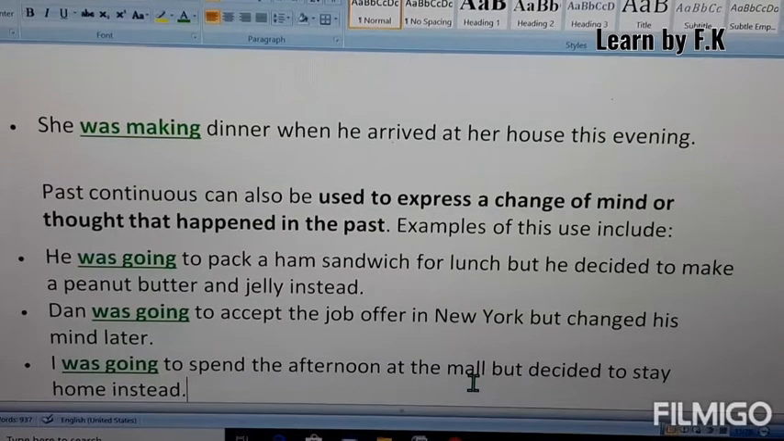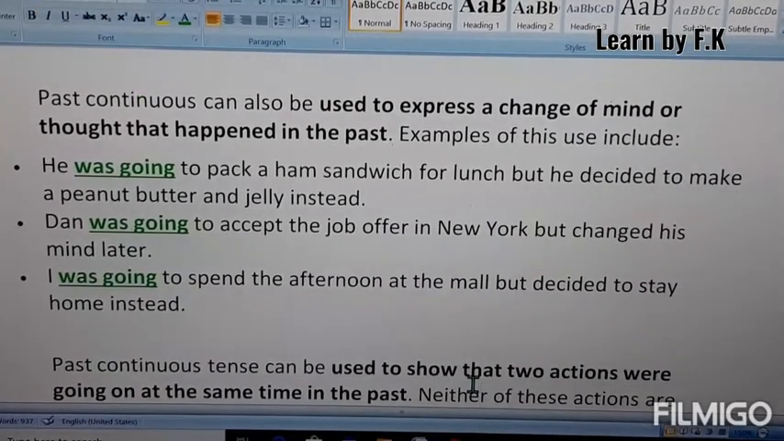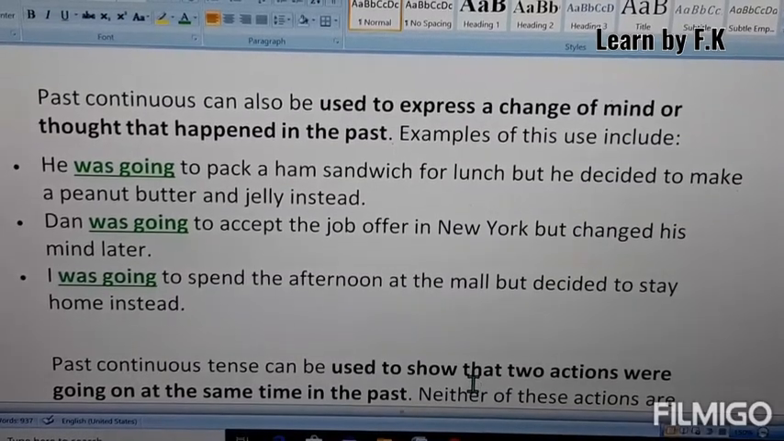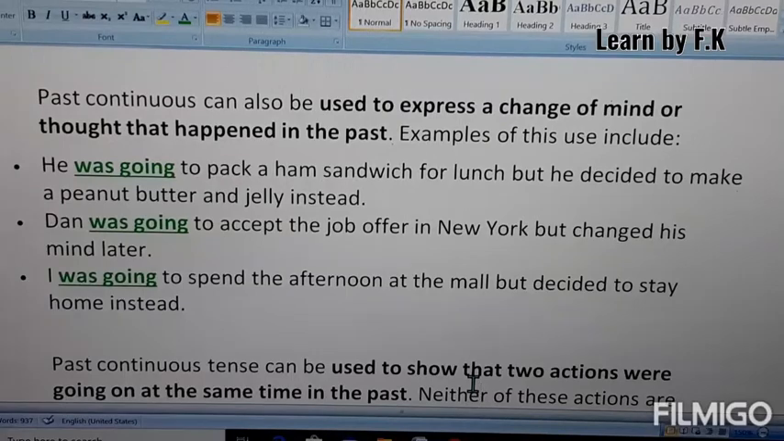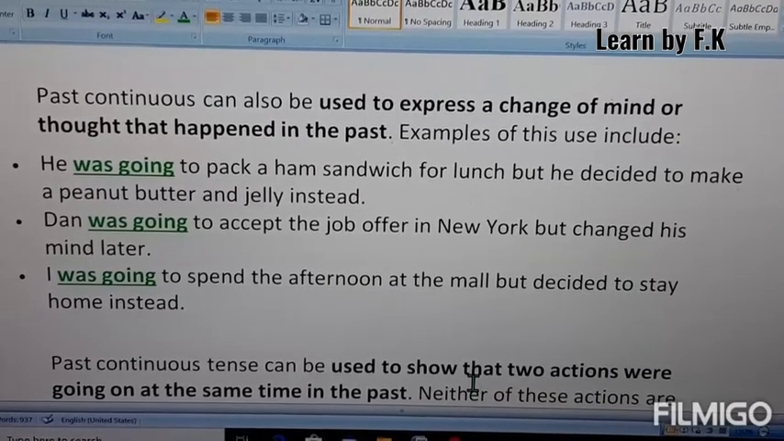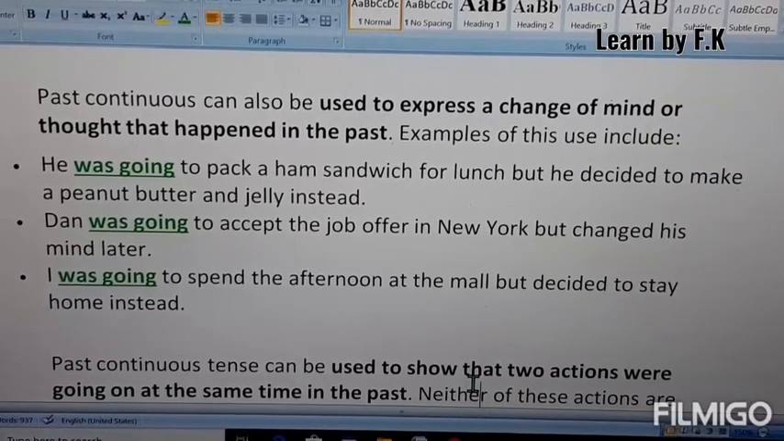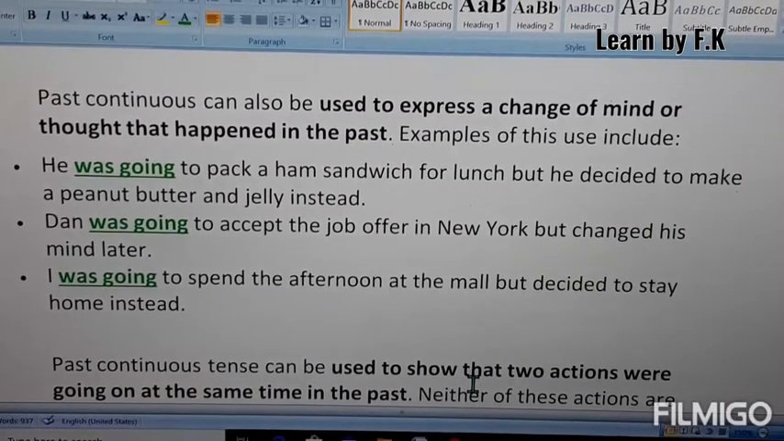Past continuous tense can also be used to express a change of mind or thought that happened in the past. Examples include: he was going to pack a ham sandwich for lunch, but he decided to make a peanut butter and jelly instead. It means he changed his mind. He was going to pack a ham sandwich, but what happened? He changed his mind and decided to make another thing, for example for dinner or for lunch, etc.